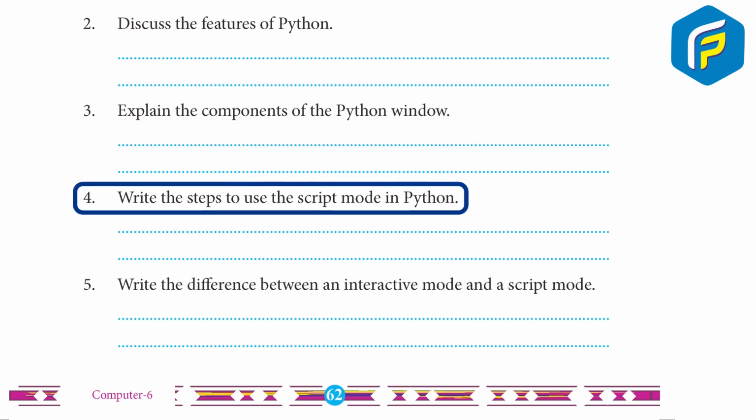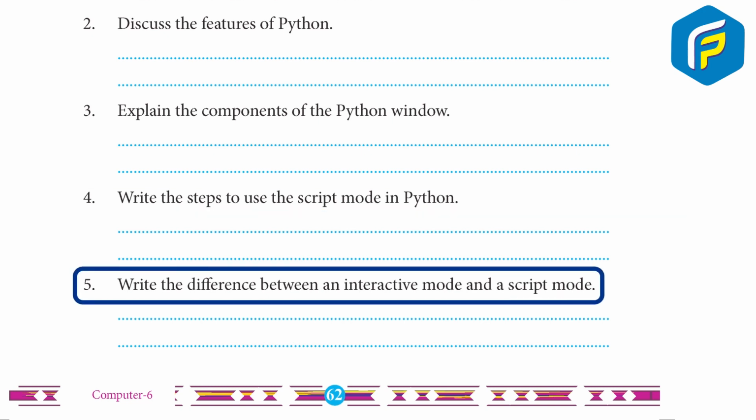4. Write the steps to use script mode in Python. Answer: The steps to use the script mode in Python. 1. Start Python IDLE. 2. Click New on the File menu. 3. Type the commands in the window that opens. 4. Click on Save on the File menu. 5. Name the file with the .py extension.